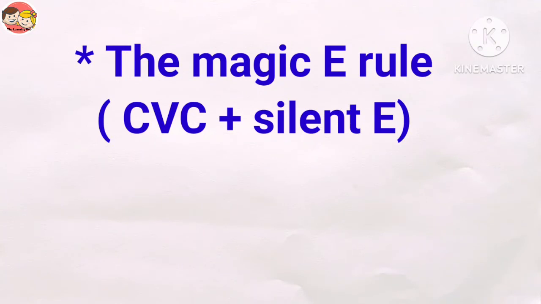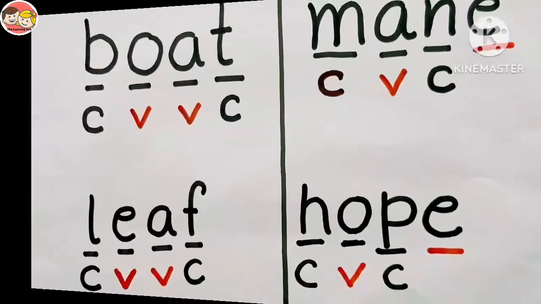This rule is called the magic E rule. CVC plus silent E. CVC means consonant, vowel, consonant. So when we have CVC and there is an E at the end of the word, then E remains silent and the first or middle vowel makes a long sound. It means the vowel name.